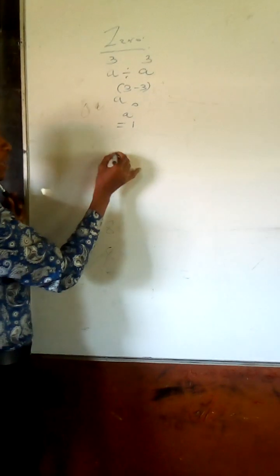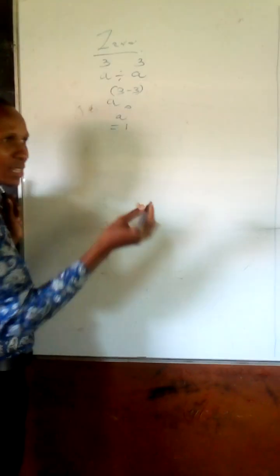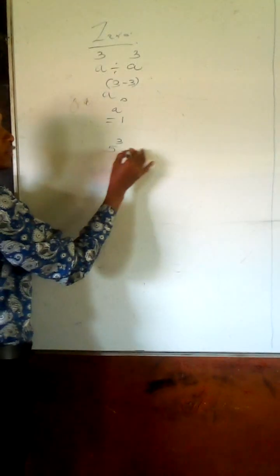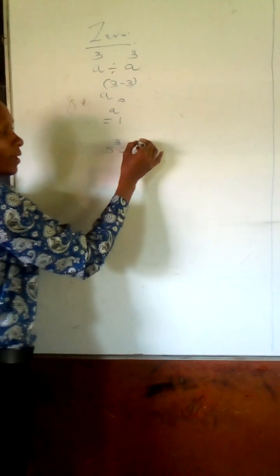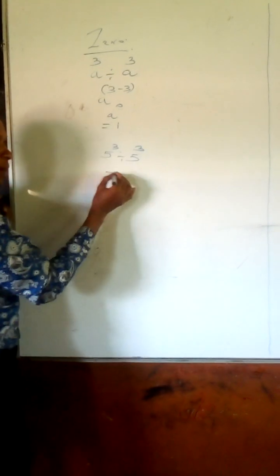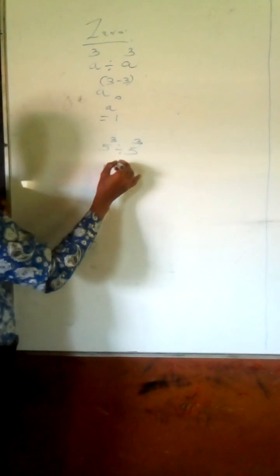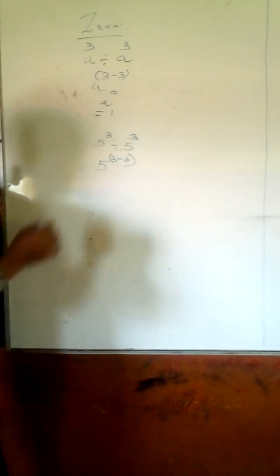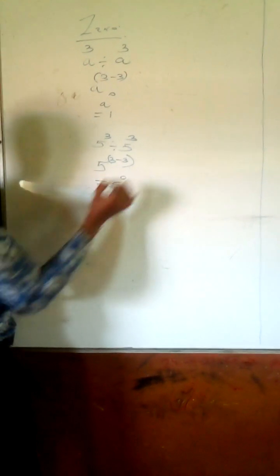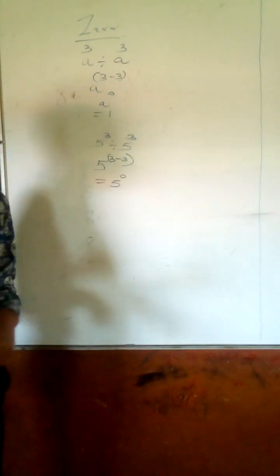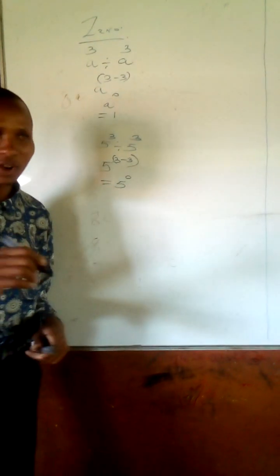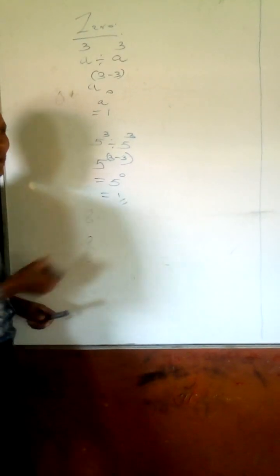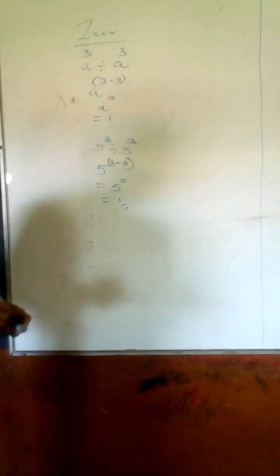Suppose you are given indices like this to solve. Let's say 5 raised to 3 divided by 5 raised to 3. This is equally the same as 5 raised to 3 minus 3. You subtract the powers, so it gives us 5 raised to 0. And any number, even if it is a million, if you raise it to 0, it gives you 1. So this is the same as 1.